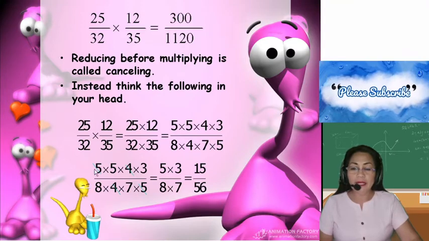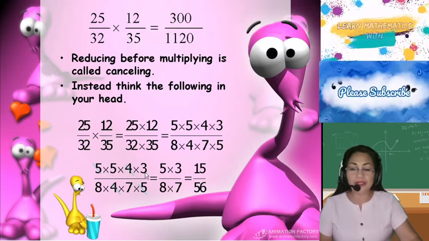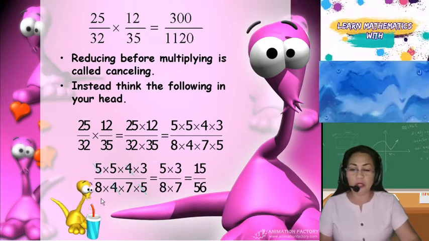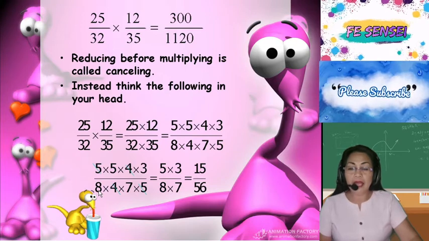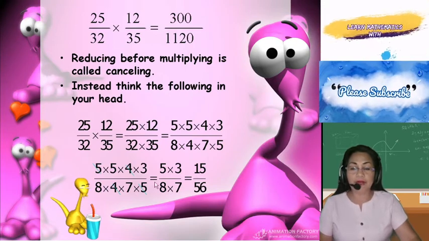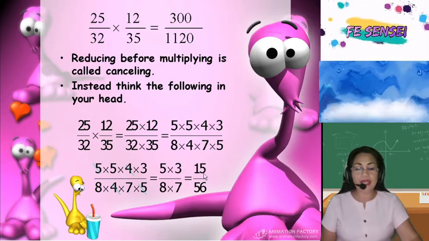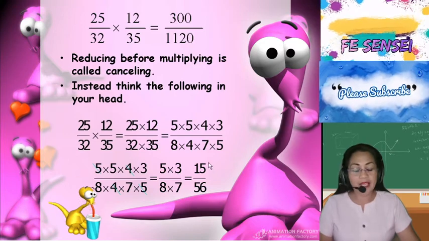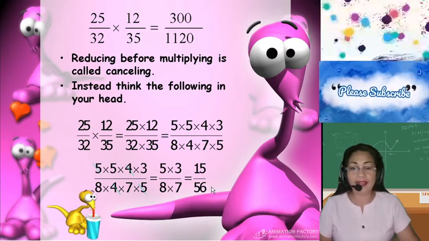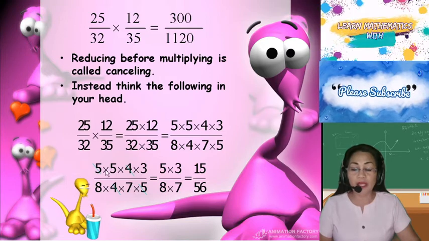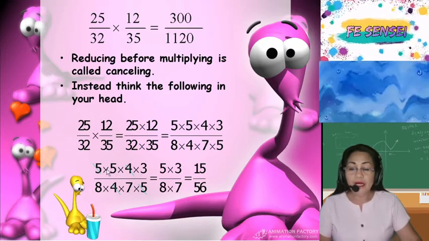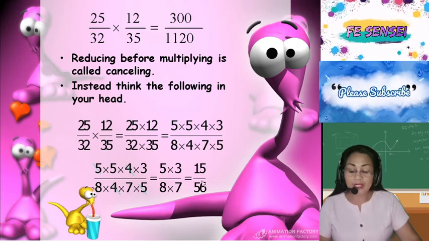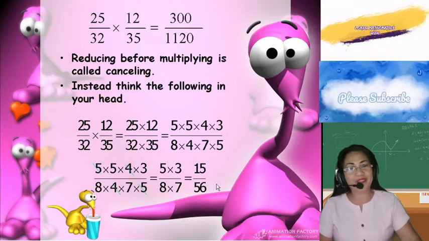What remains? 5 times 3. So this is it, 5 times 3. And in our denominator, it is 8 times 7. So 5 times 3 is 15, and 8 times 7 is 56. So this is now our final answer. We can't reduce this one because we have cancelled in this step. So this is now our final answer. Got it?